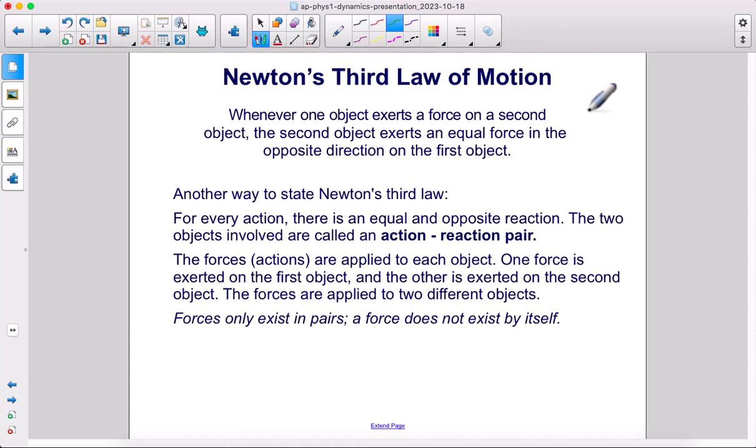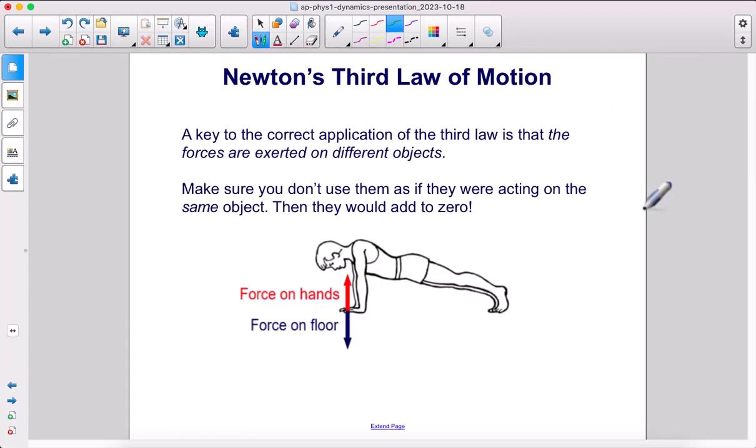Forces only exist in pairs. A force does not exist by itself. A key to the correct application of the third law is that the forces are exerted on different objects. Make sure you don't use them as if they were acting on the same object. Then they would add to zero. So here, there's a force on the hands, and there's another force, opposite and equal, on the floor.